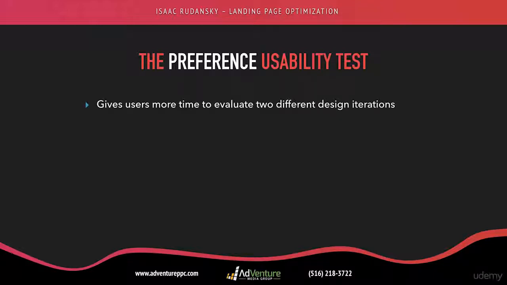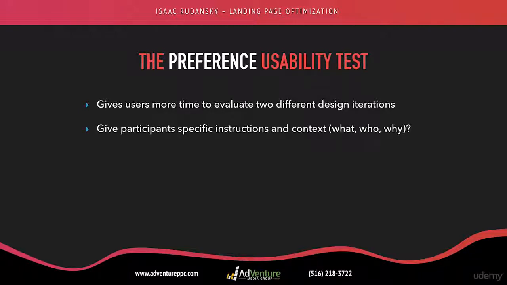It's basically very simple. You're giving users at least 2 different images or 2 different product designs, mock-ups, wireframes. It could be an icon. It could be anything. 2 different iterations, at least 2. And you're simply asking them, which one did you like better?